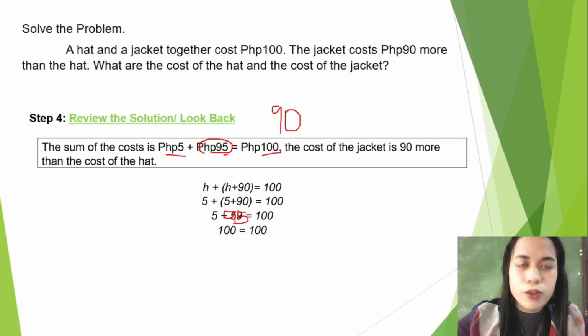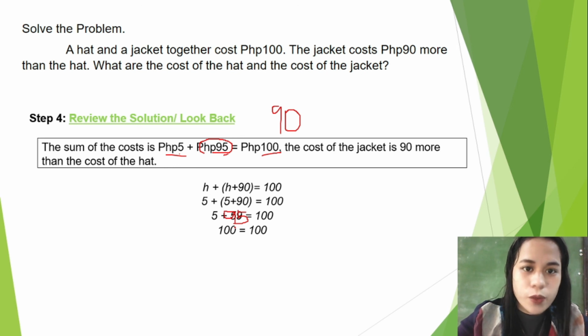Okay, so we need to understand the problem. We need to devise a plan, or what equation are we going to use, or what strategies are we going to use. And we need to carry out the plan. So we need to solve the problem. And the last, if you already know the result, we need to review the solution if it is correct. So if it is not correct, then go back to our solution.